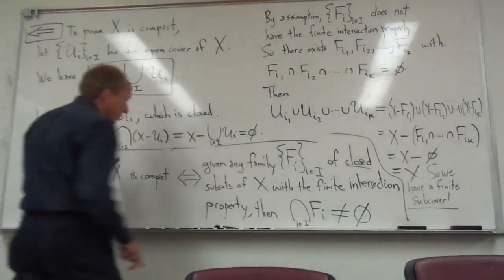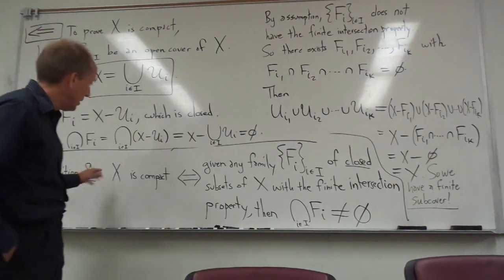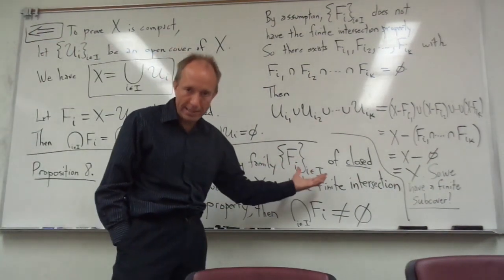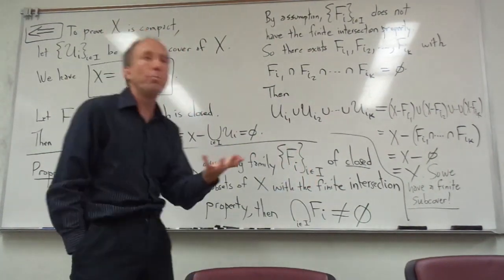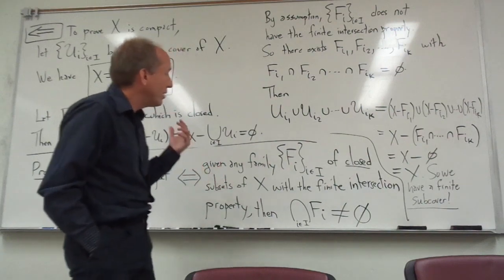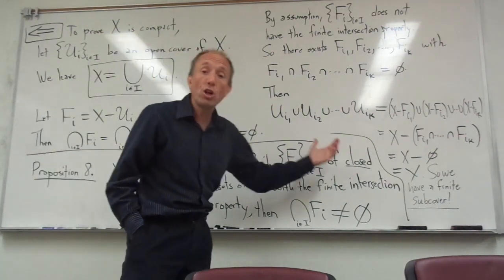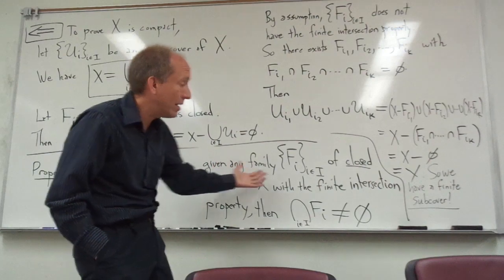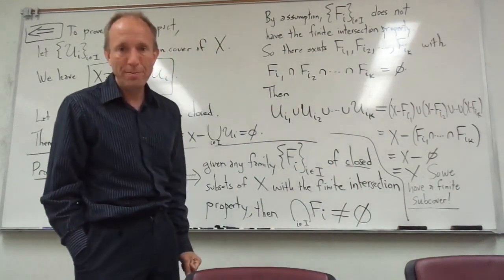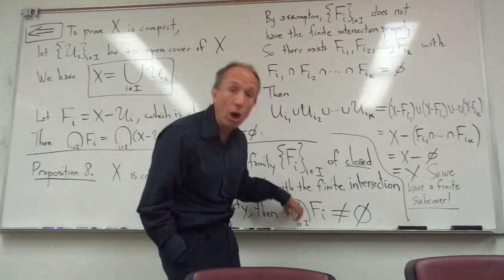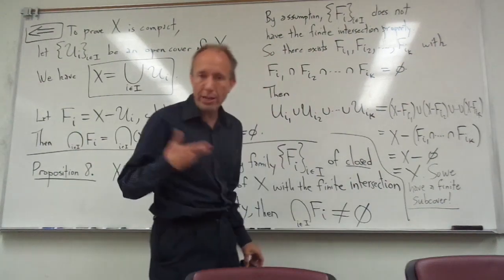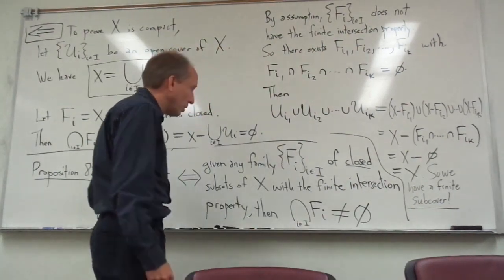So this is a proposition, again, just to summarize. It describes compactness in terms of closed sets. So instead of every open cover has a finite subcover, what this is saying is that every collection of closed subsets that has the finite intersection property must have a non-empty intersection when I do the intersection of all of the sets. So it's just another way of thinking about compactness in terms of closed sets.